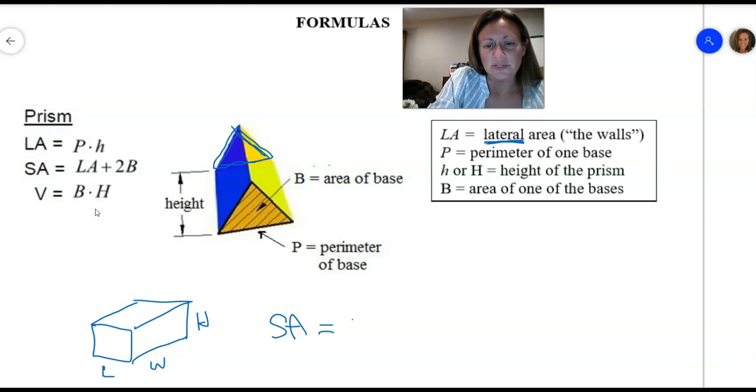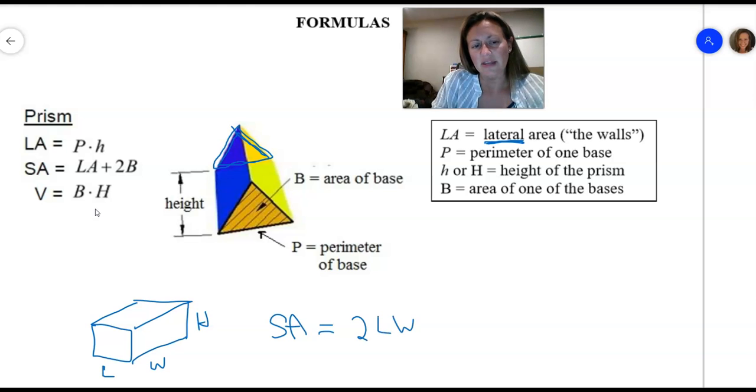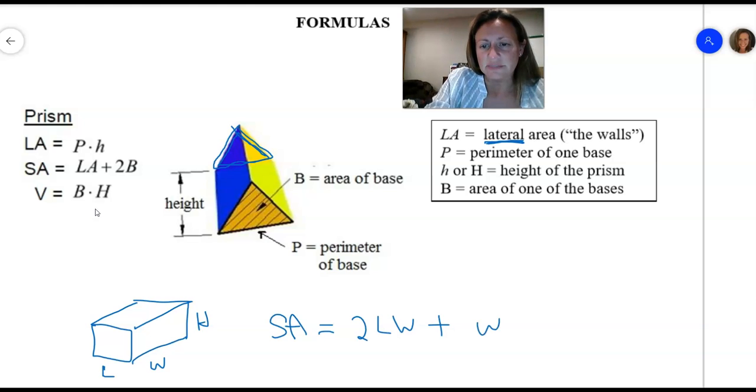So maybe it would be 2 times the length times the width, because you've got the bottom and the top. They're both rectangles with length times width. And then you've got the side walls. That would be W times H, and there are 2 of them. And then you've got the front and back would be L times H, and there are 2 of those.